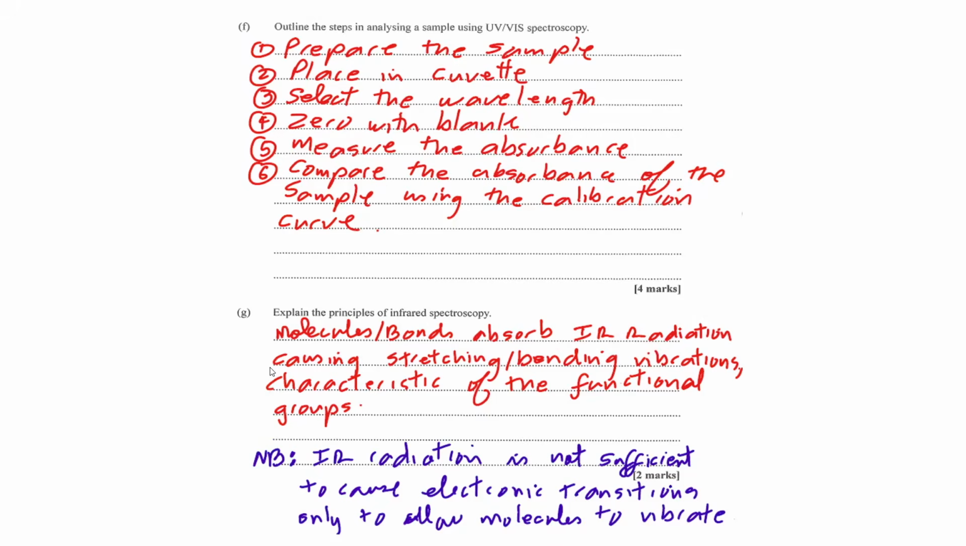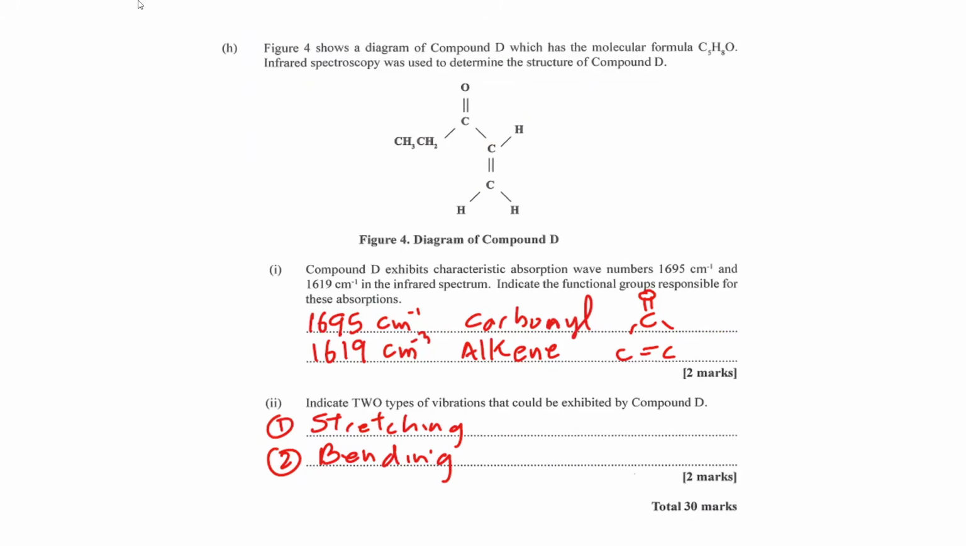Part G. Explain the principles of infrared spectroscopy. Molecules absorb IR radiation causing vibration, and those vibrations are stretching or bending vibrations, and these are characteristic of the functional group. So note that IR radiation is not sufficient to cause electronic transitions. It can only cause the molecule to vibrate. And the two types of vibrational frequencies are stretching and bending.